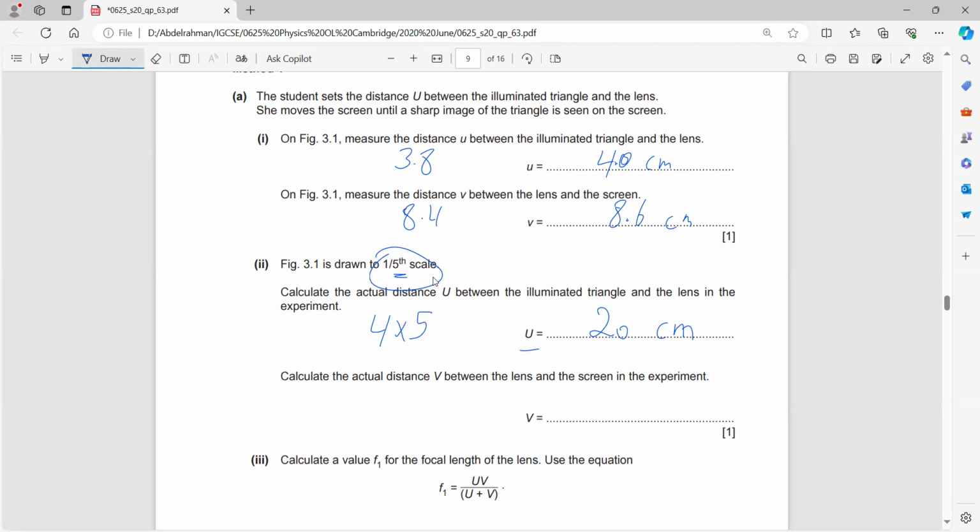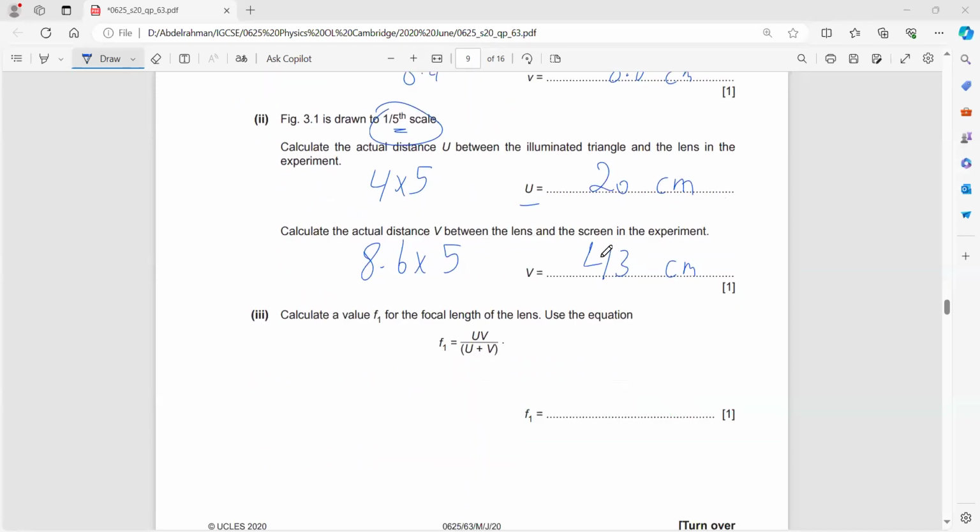You have a question? 8.6 times 5 would be how much? 43, right. Mr., why did we use 4 times 5 and not 3.8 times 5 again? Why did I use 4.0? Because this is the actual scale that was used in the marking scheme. If you write down 3.8, it's not wrong, it would be right, but be careful so that we would all have the same answer.